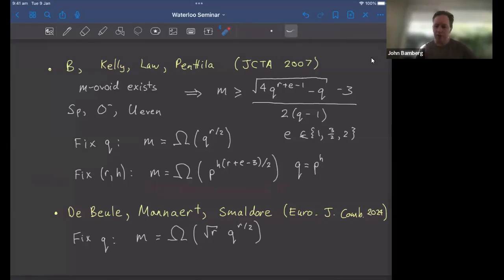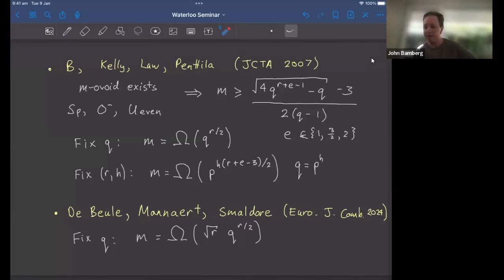Anyway, so we know a little bit about M-ovoids, but only in half of the polar spaces. Okay, so we don't really have a lower bound on M for other polar spaces. There are other results that I'm not talking about here. There's a beautiful result of Klaus Metsch and, oh, what's his name again? I've drawn a blank on the other guy's name, but they have a nice modular congruence on M for this case here.